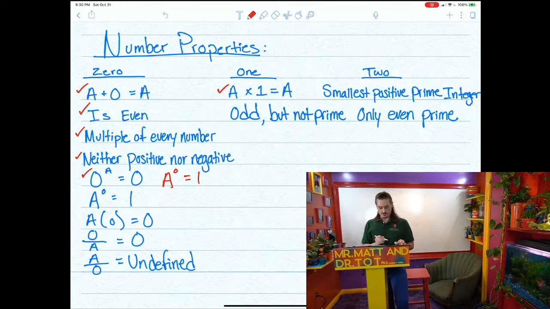And that is, oops, I'm sorry, I wrote it doubly, so it is very important. I didn't see that there. So a to the 0 power is always going to be 1. Any number times 0 will always be 0.